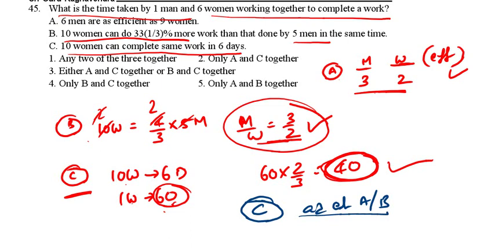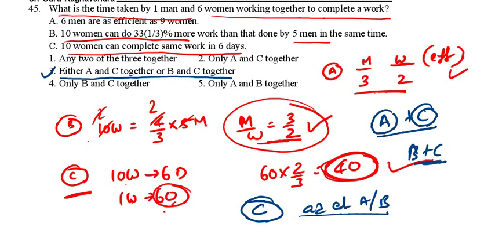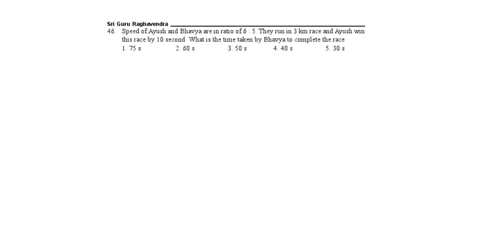That means we are going to get the answer by using A and C, or by using B plus C. So either A plus C or B plus C. So 3 is the correct answer: either A and C together or B and C together. See the next question.